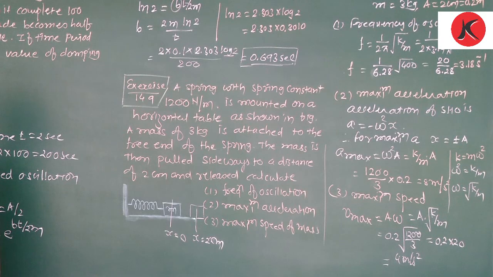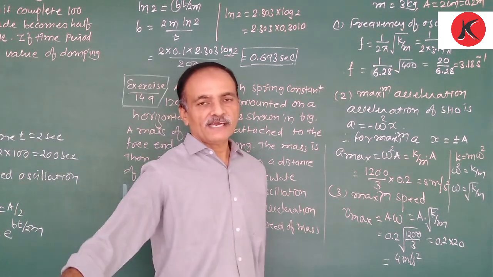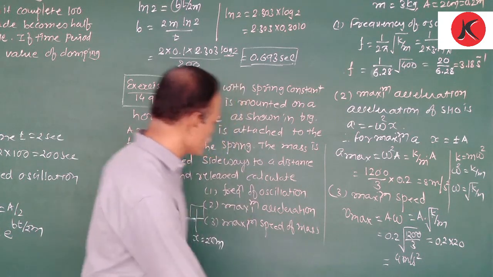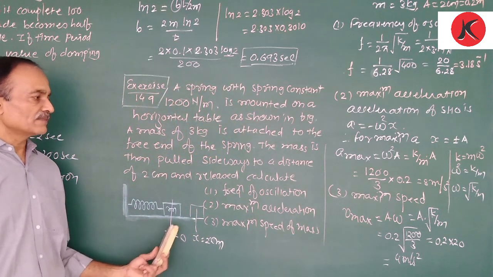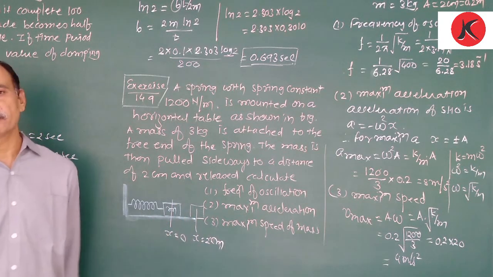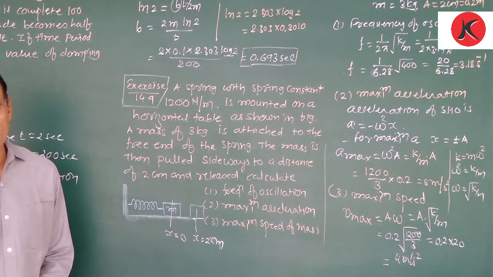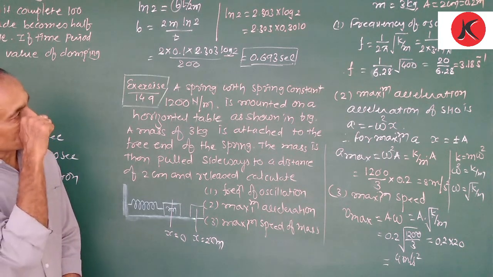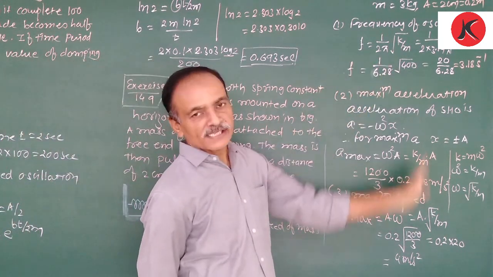And here the maximum speed of the oscillator is at the mean position. When it executes simple harmonic motion, when it passes through the mean position, at that time the speed is maximum, and at the extreme point its speed is minimum and acceleration is maximum. So directly we have to substitute the value of the given quantity in the given equation.